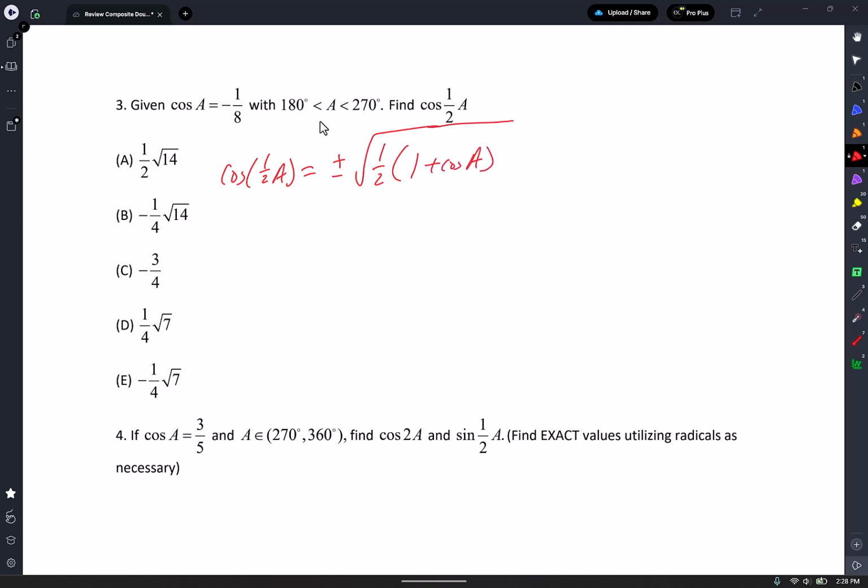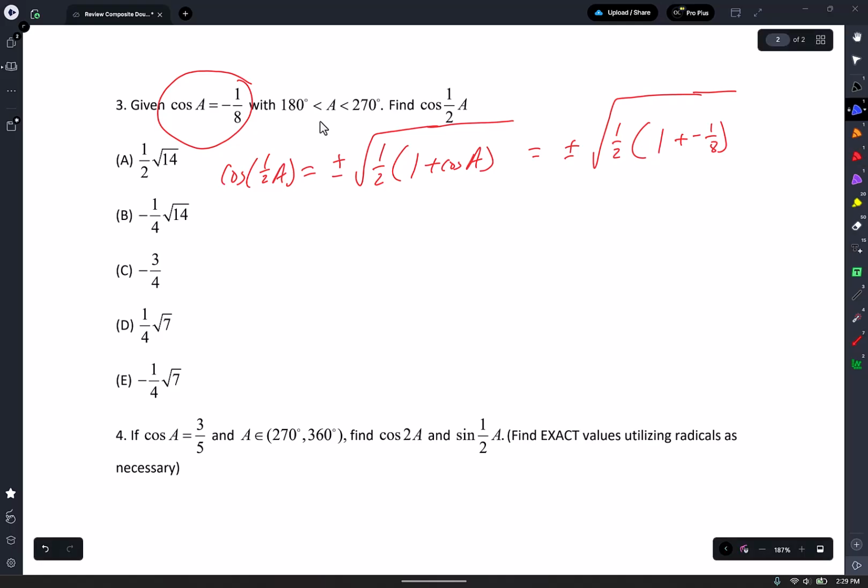Yeah, if you attempted the quiz, you probably already have it memorized. Once you do like 3 of these, it's pretty much already up there. All right, they already gave me what cosine A is. You can just go right into it, guys. Plus minus square root 1/2 parenthesis 1 plus negative 1/8. I guess you can change that plus to a minus if you want. And it's up to you. I'm not insulting your intelligence.